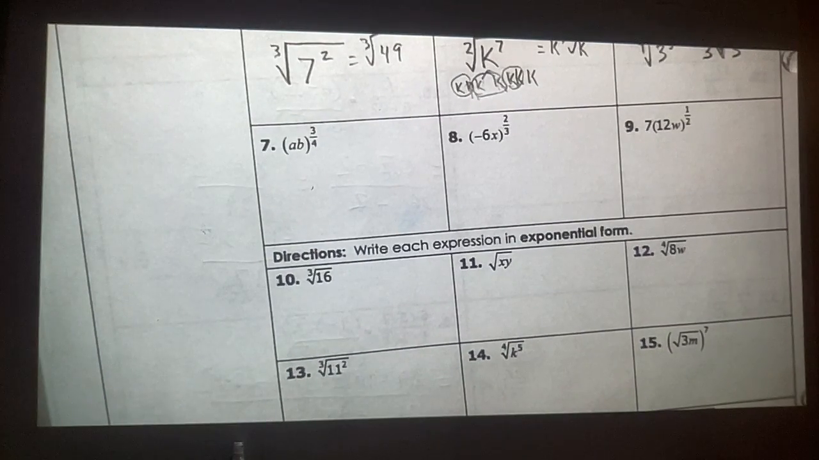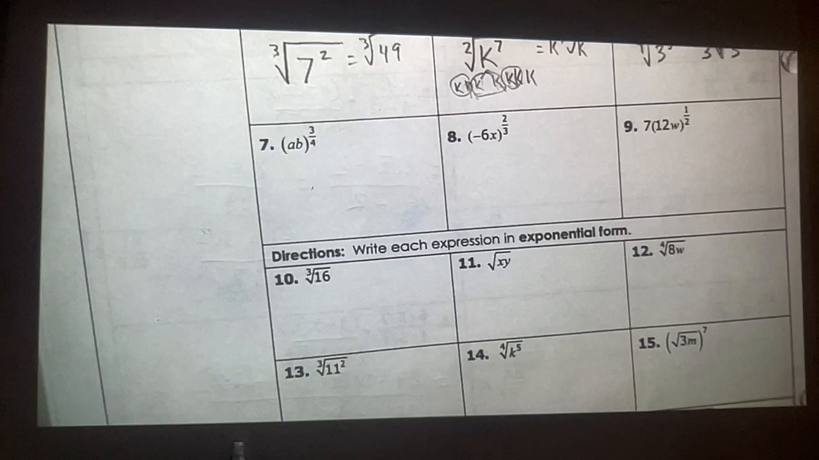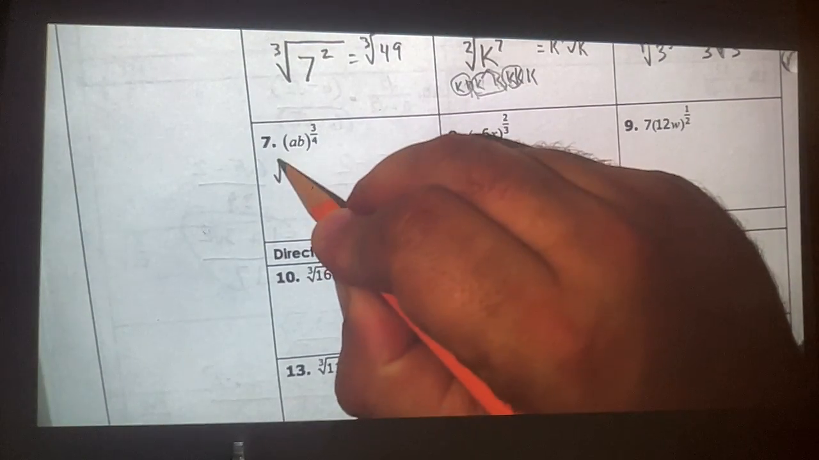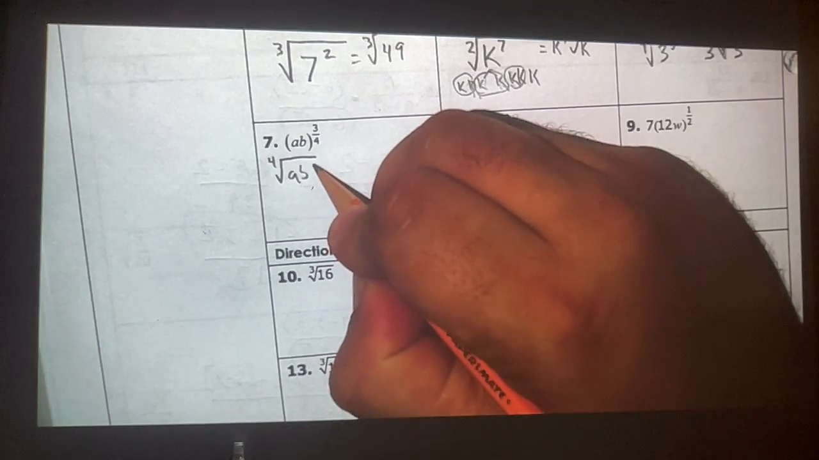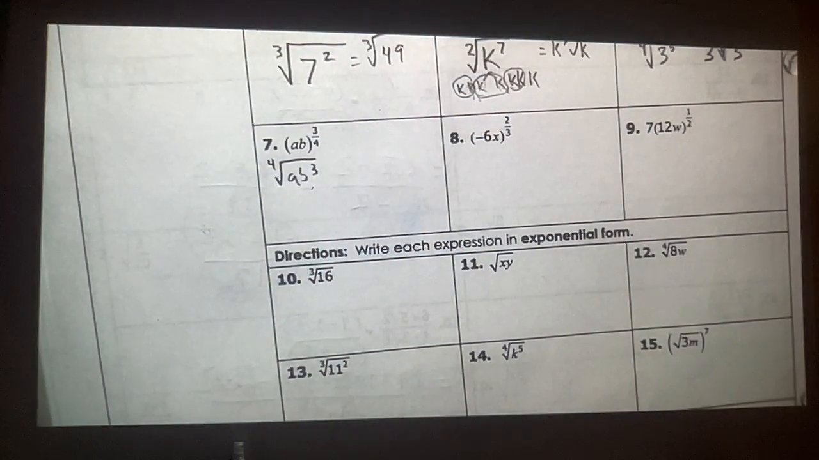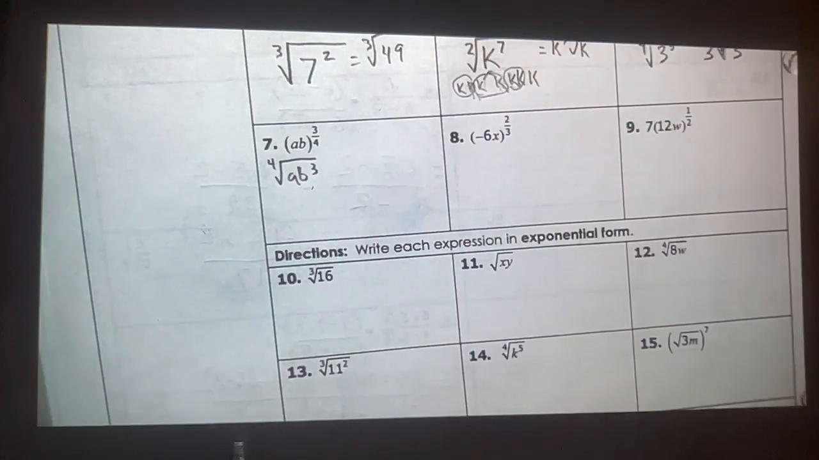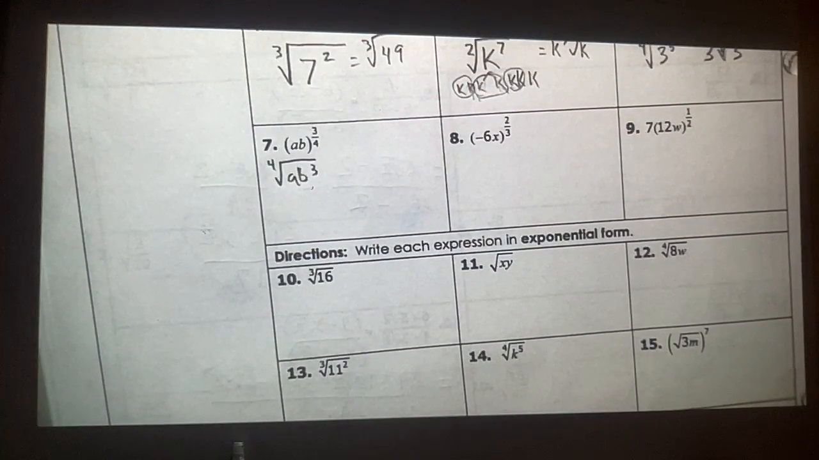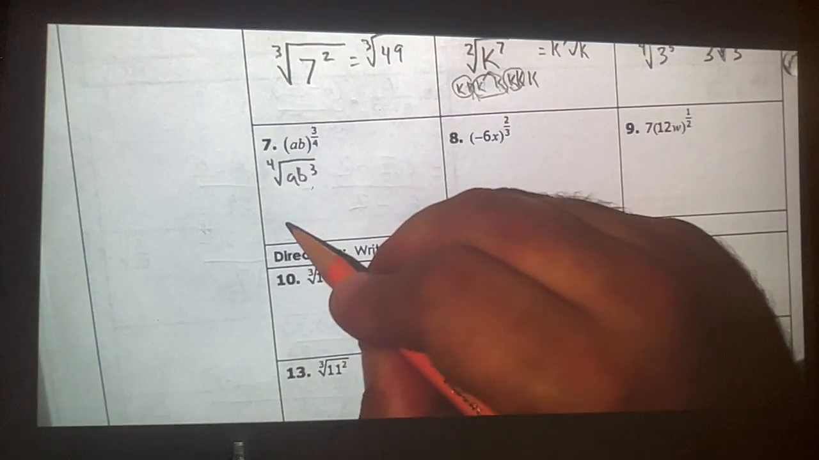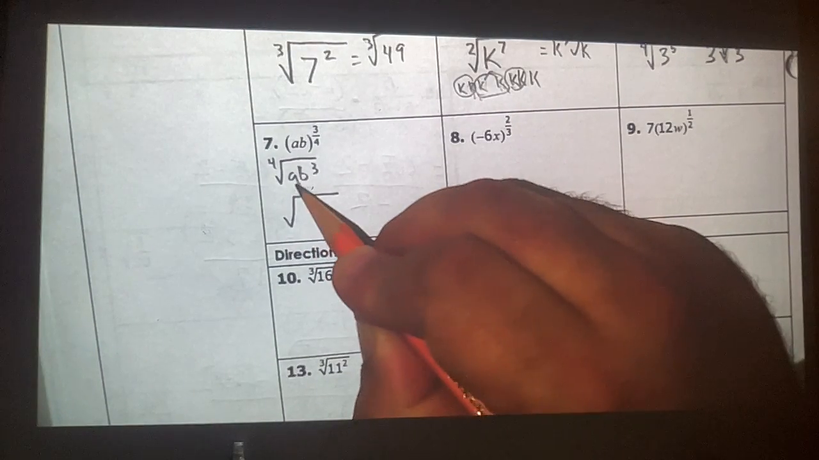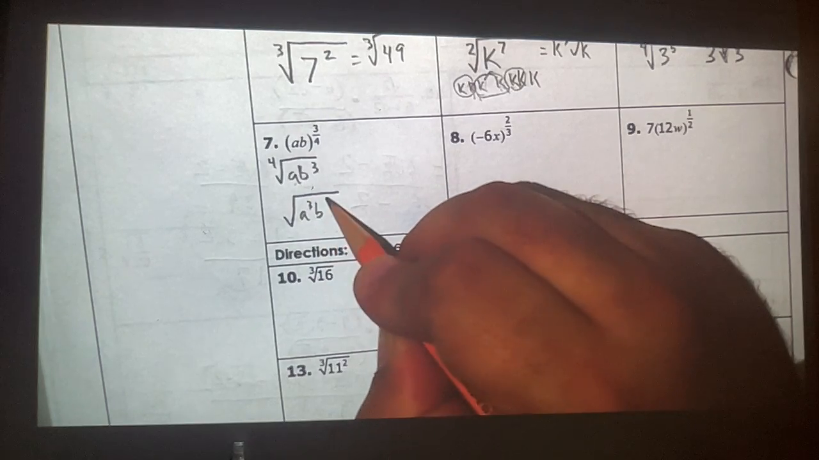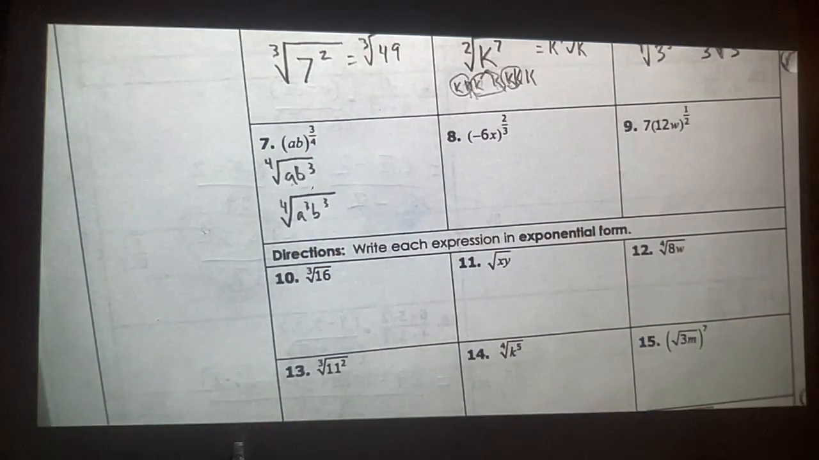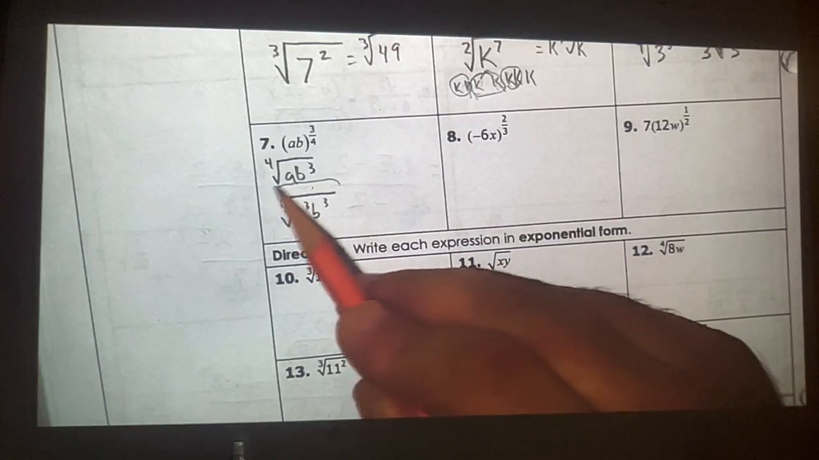All right, I'll do a few more. I have AB to the 3/4 power. So again, my index would be 4. I have my AB right here, and it's to the 3rd power. All right, so I can distribute that, and I'm done. So I'm just going to distribute that 3. A to the 3rd power is A cubed. B to the 3rd power is B cubed. And that index stays the same. I'm done right there.